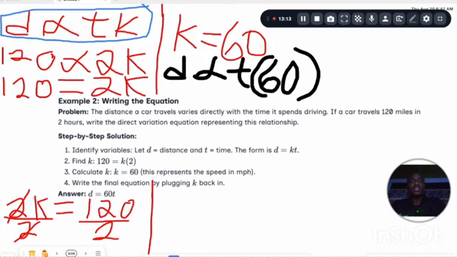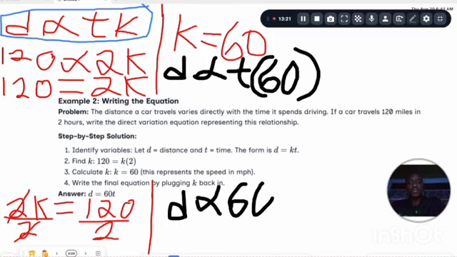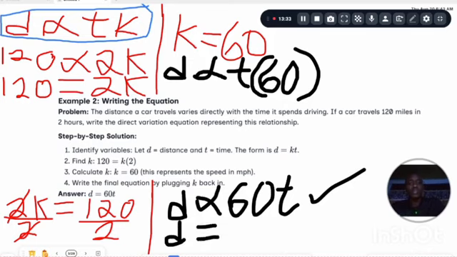And when we do that, that will give us D varies as 60T. T multiplied by 60 will give us 60T. So you can write your relationship like this. It's very correct. And also you can change the sign of varies here and write your relationship as D equals 60T. That is absolutely correct as well.